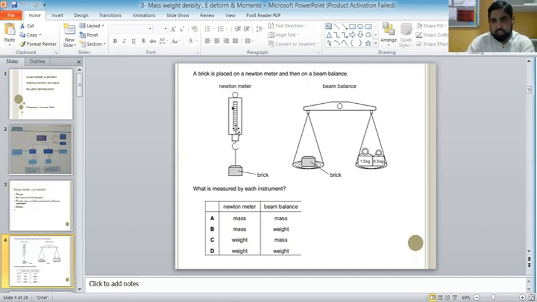So actually it's measuring weight, but internally divided by g, I can make a scale here for the mass of that object. But the beam balance directly compares the two weights, and we have g on both sides, so g will be cancelled out. So actually it's comparing the masses. Okay, moving on.